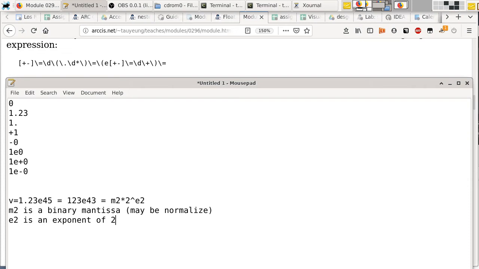So that's the question. How do we do that? What do you think? Find the difference of the largest base 2 exponent. The 10 to the power of 43 in this case.